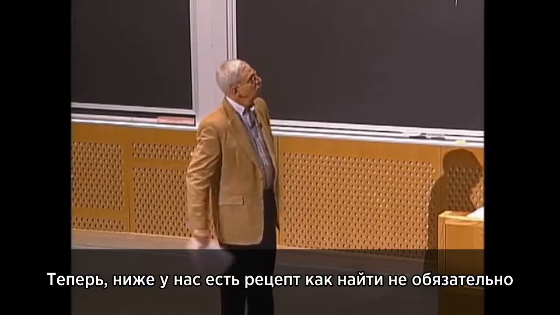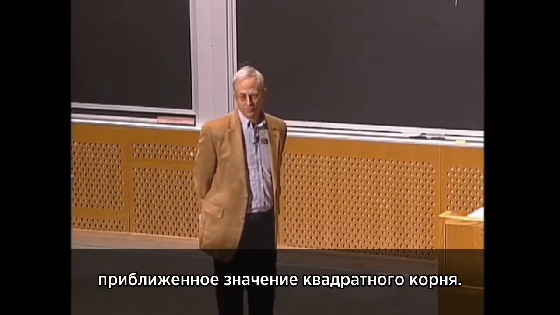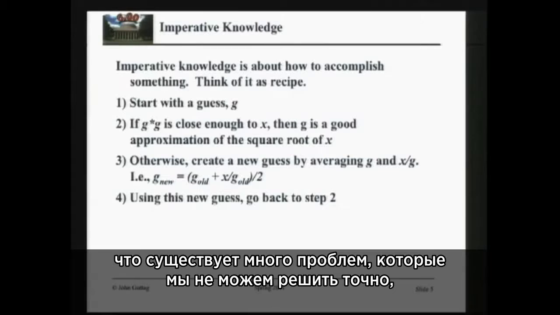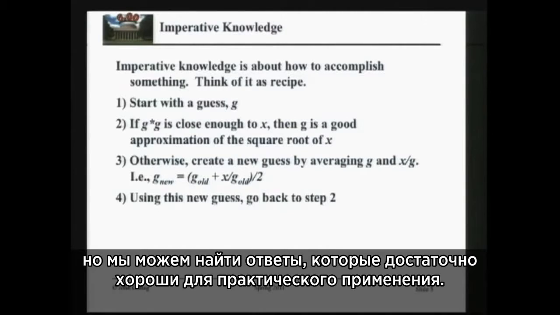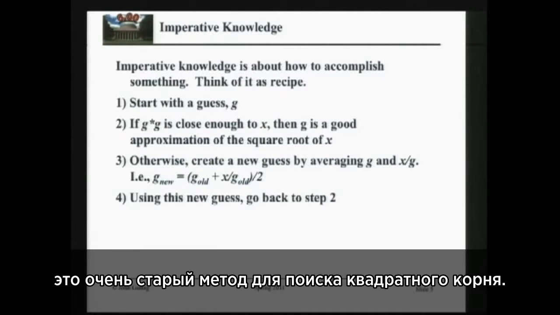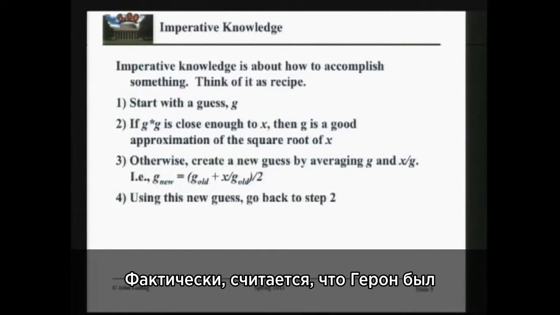Now, below, we have a recipe for finding not a square root necessarily, but an approximation to a square root. And one of the themes of this course is that a lot of problems we cannot solve precisely, but we can find answers that are good enough for practical purposes. And those are called approximation algorithms. So here's a way. This is a very old method for finding the square root. In fact, it's believed that Heron was the one who did this, Heron of Alexandria.